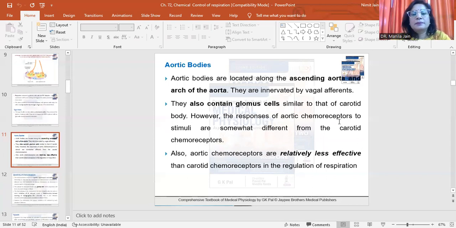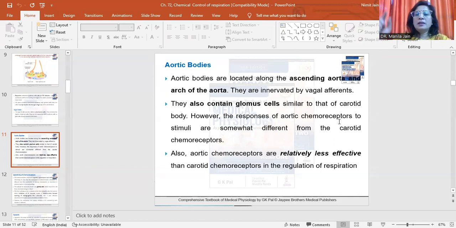Aortic bodies. They are located along the ascending aorta and the arch of aorta, and they are innervated by the vagal afferents. Which nerve? Yes, vagus nerve. This you have to remember, very important.